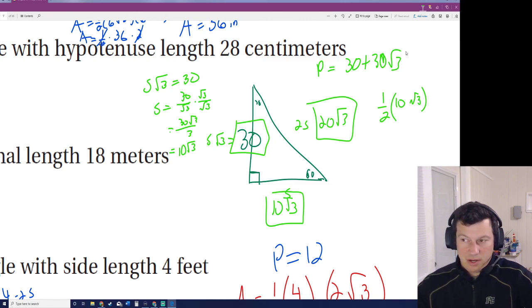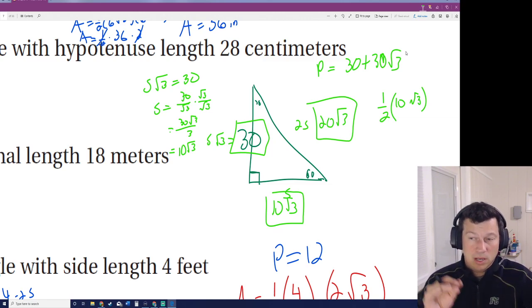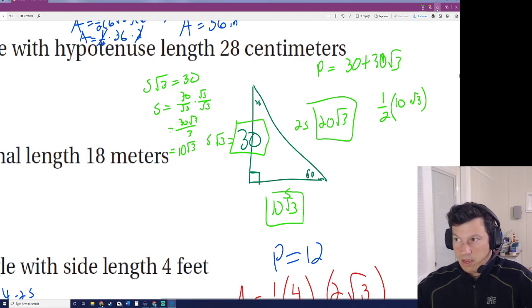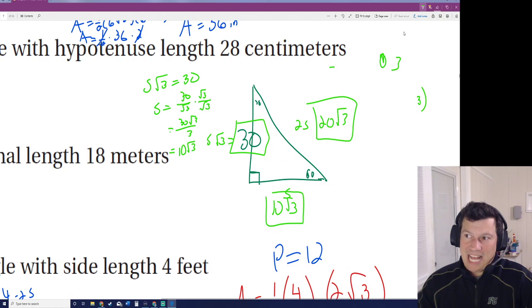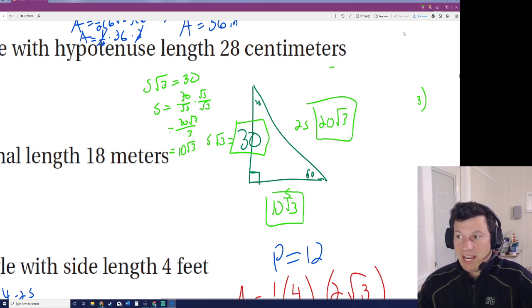That's not right, because remember, what I just did was wrong, for both of them. This is actually a very common mistake that I made, and it's because I redrew this triangle. But the question asked me for the area and perimeter of the equilateral triangle.